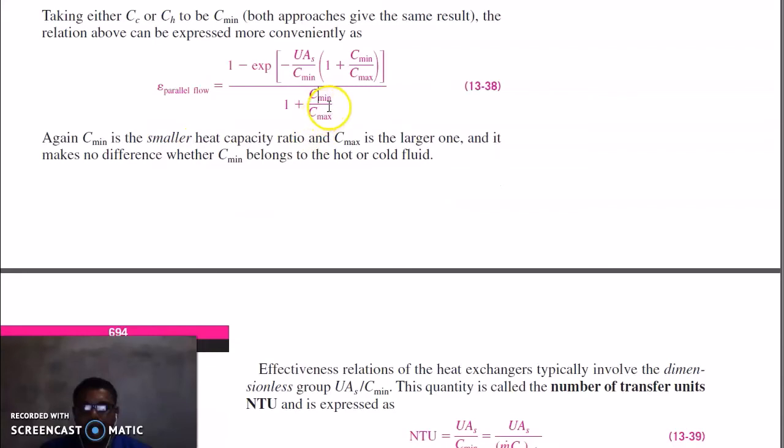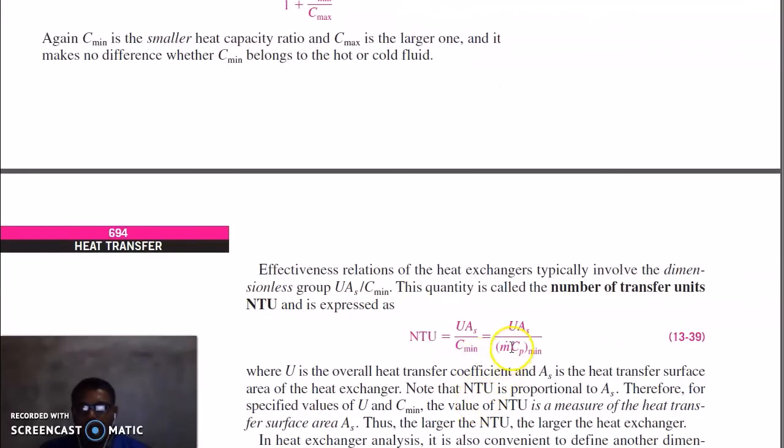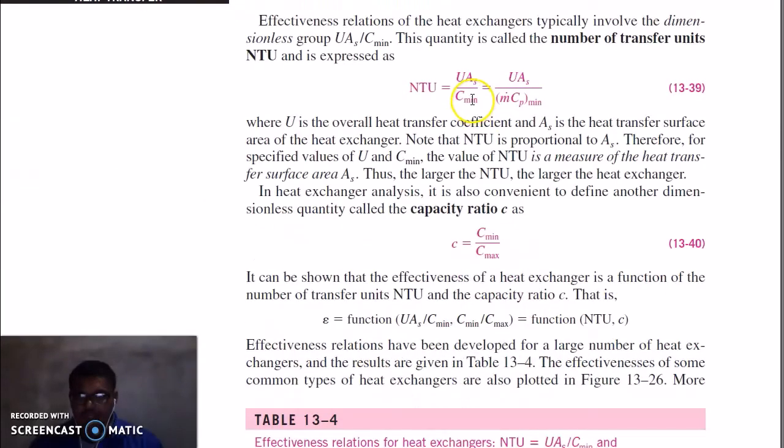It typically involves the dimensionless group, this, and this quantity is called the number of transfer units. So NTU is equal to U A_s by C minimum, or U A_s by (m dot c_p) minimum. This is your number of transfer units. Now you can see NTU is proportional to U, A_s and C minimum. Suppose C minimum is fixed and the overall heat transfer coefficient is fixed. So NTU is a representation of area, or it is proportional to area. Therefore, for a specified value of U and C minimum, the value of NTU is a measure of the heat transfer surface area A_s. Thus, the larger the NTU, the larger the heat exchanger.